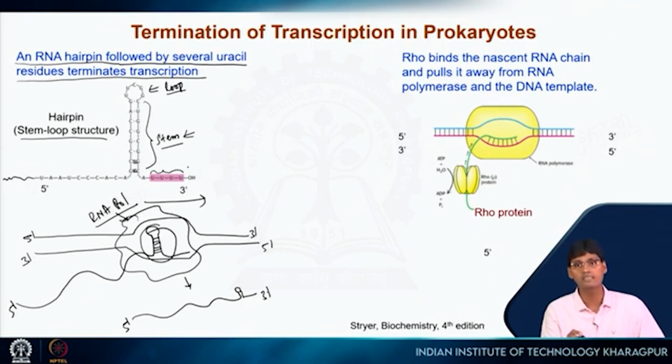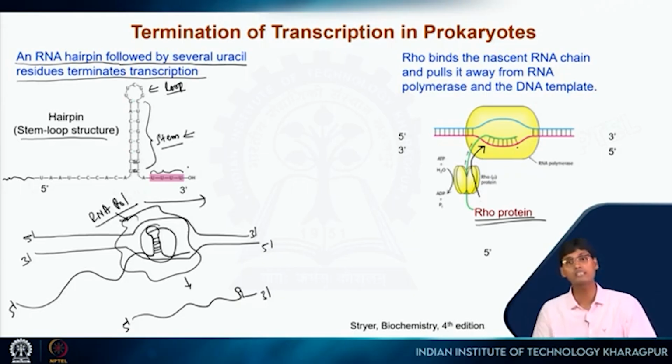Another mechanism exists inside the cell, inside bacteria, that is called Rho-dependent transcription termination. Rho is a protein which requires some energy, it recognizes some sequence, and this Rho protein, a complex protein, will migrate and finally dislodge the nascent RNA or mRNA from the transcription complex, right?